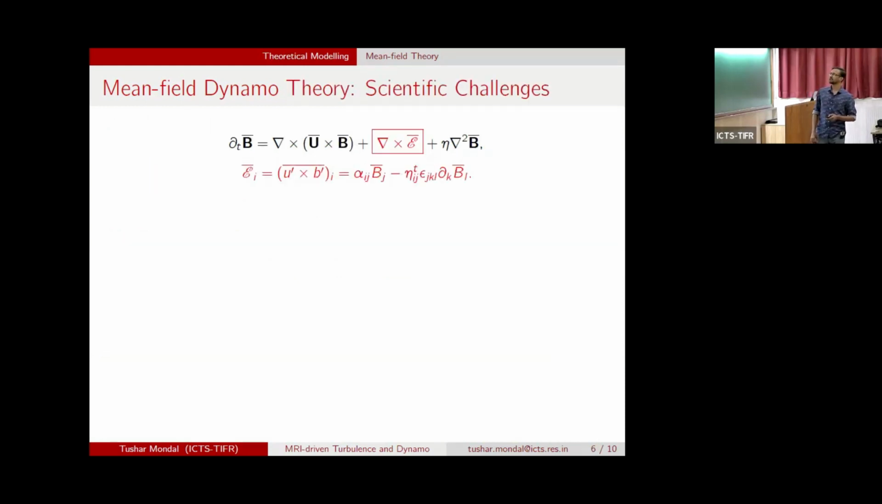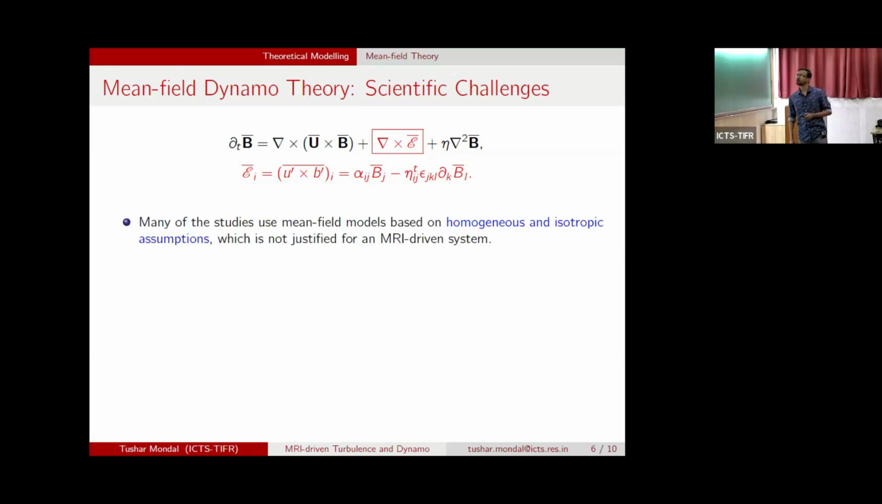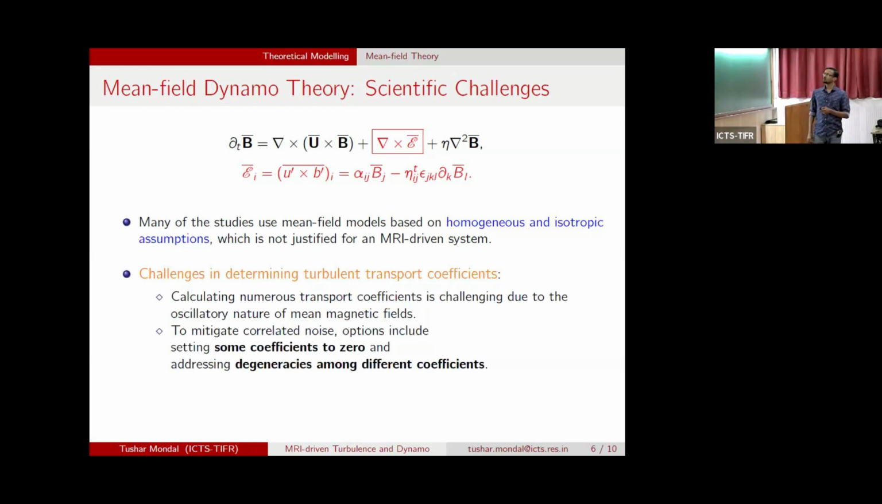Another interesting challenge for mean field dynamo theory is that, as you can notice in this closure approximation, there are a lot of tensorial components like alpha and eta. Most of the studies take homogeneous and isotropic assumptions such that you can rule out a lot of tensorial components. At the same time, since this field is highly fluctuating, it is very difficult to extract all these tensorial components simultaneously because there can be some kind of degeneracy in the system. So most of the studies so far either take homogeneous isotropic assumptions or rule out some coefficients and then extract the other coefficients.